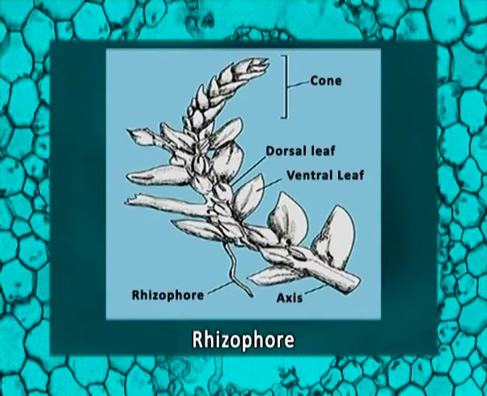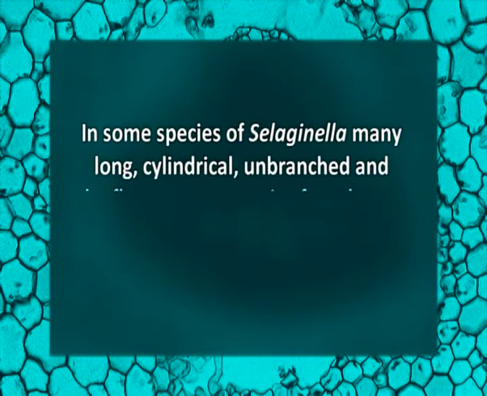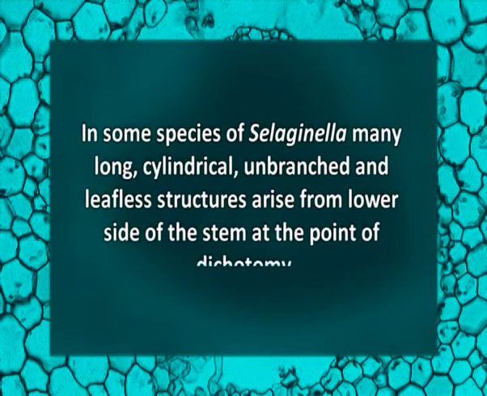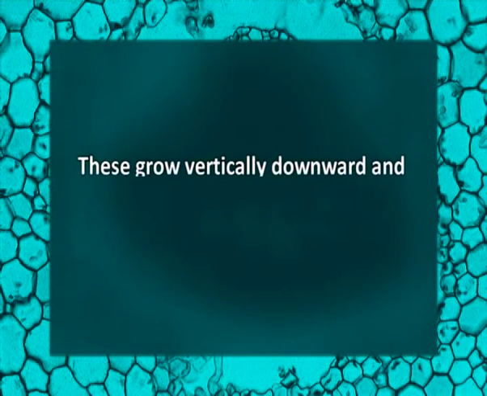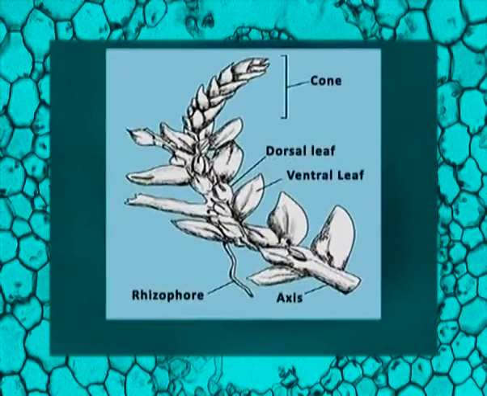Rhizophore. In some species of Selaginella, many long, cylindrical, unbranched, leafless structures arise from the lower side of the stem at the point of dichotomy. These grow vertically downwards and bear tufts of adventitious roots at their distal end. They are known as rhizophores.